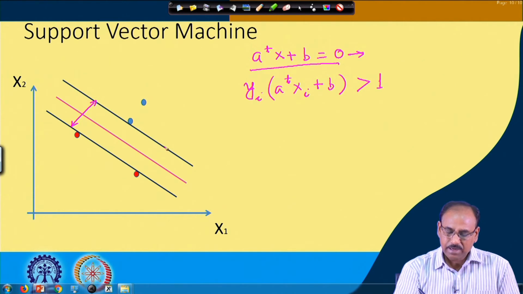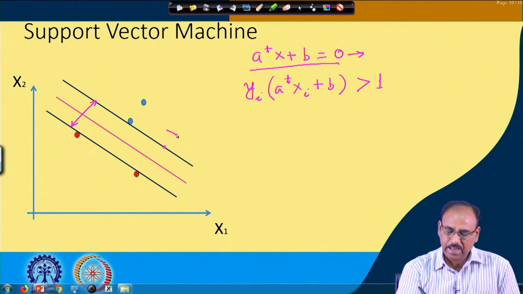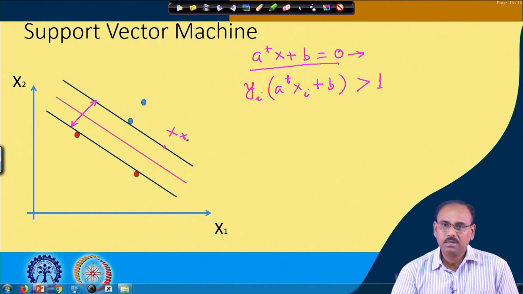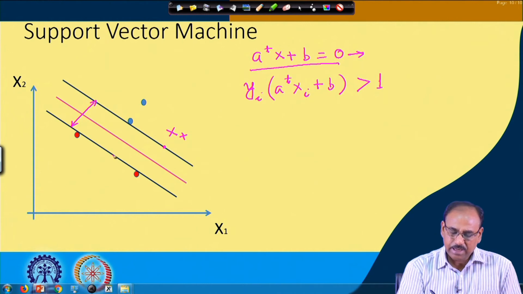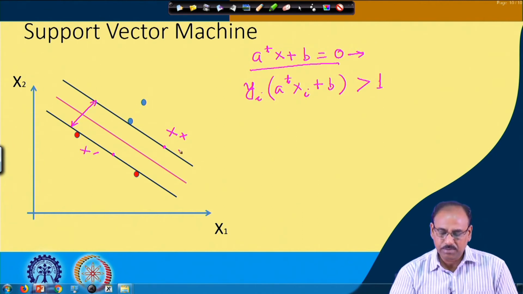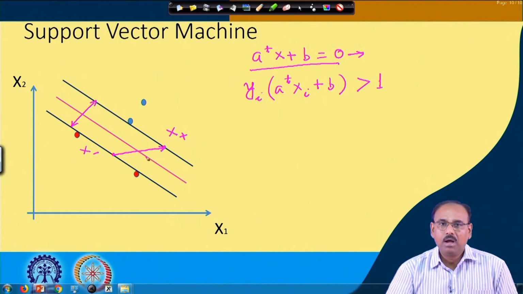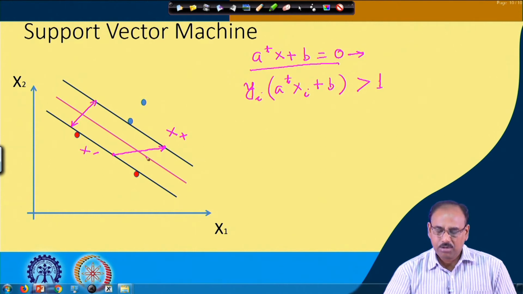For that, let us take one vector on this margin, say x plus, and another vector on this margin, say x minus. So, x plus is taken within the class omega 1 region and x minus is taken within the omega 2 region. So, the vector x plus minus x minus is a vector drawn from x minus to x plus.